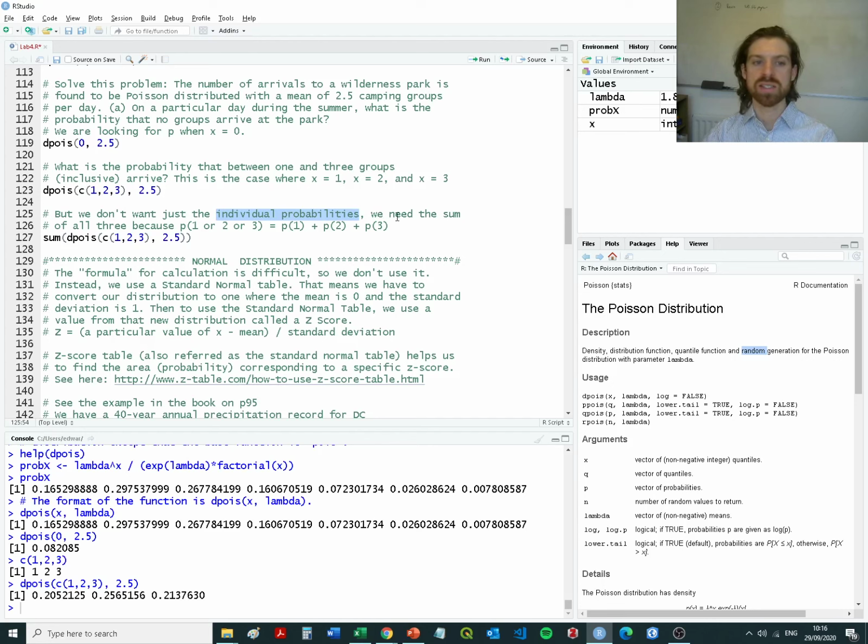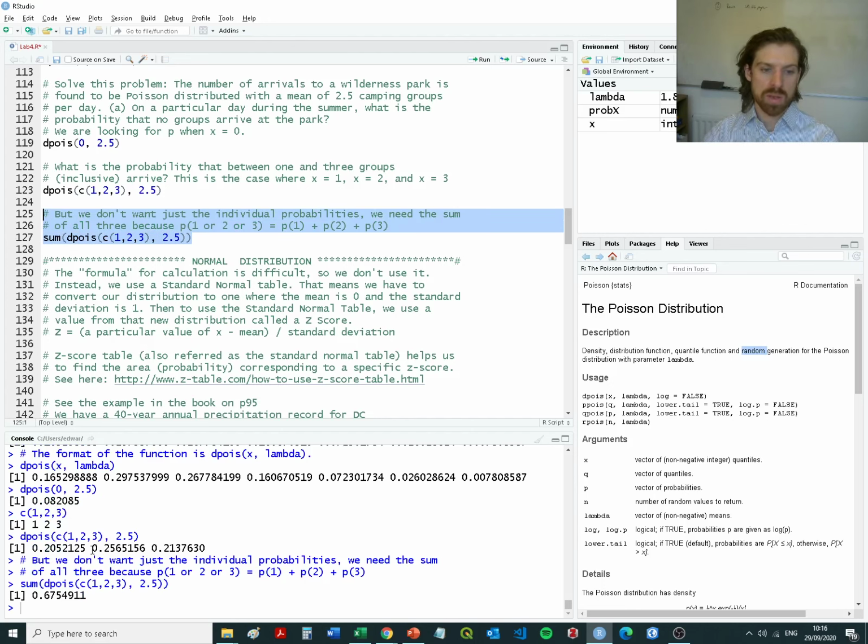However, we don't want the individual probabilities, which is what's being returned here. We basically need to sum all of these probabilities together so that we can get the probability of between 1 and 3 groups arriving, including those values. So let's sum them up here. And when we sum them up, so 0.205, 0.256, 0.213, we get 0.675. So it's about a 67.5% chance that we would have between 1 and 3 groups arriving on any one day.